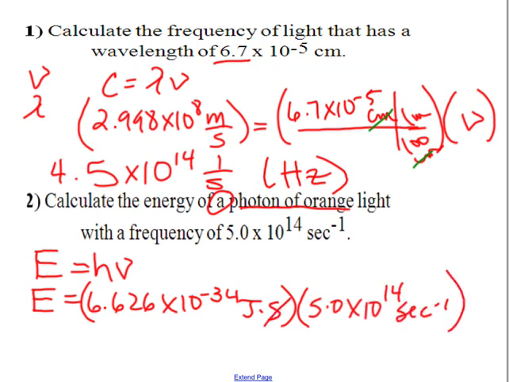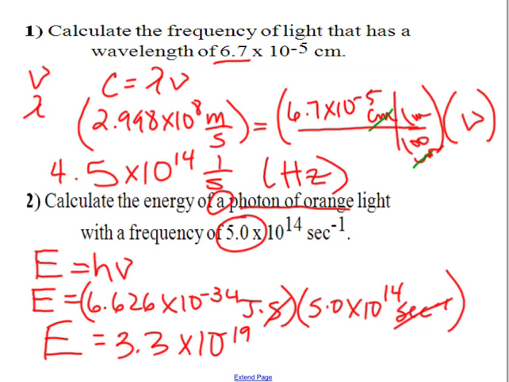All right, seconds cancel, leaving me with joules. And I'm going to go ahead and stick with the number of sig figs given, and that's 2. So what is my answer? 3.3 times 10 to the negative 19th joules.